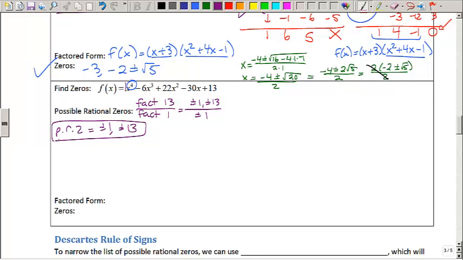Next, I have to test that. So I'm going to either try 1 or negative 1 or 13 or negative 13. 13 doesn't sound like a lot of fun to me, so I'm going to go ahead and try 1. How about that?